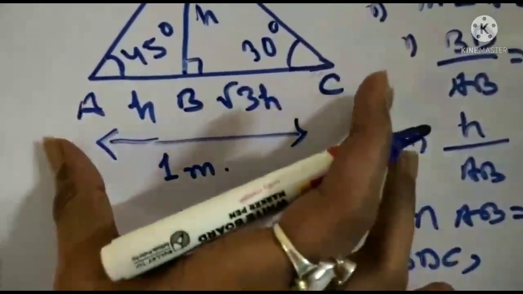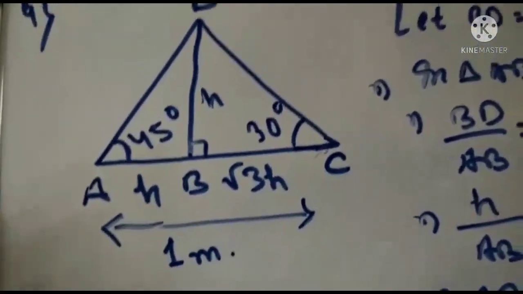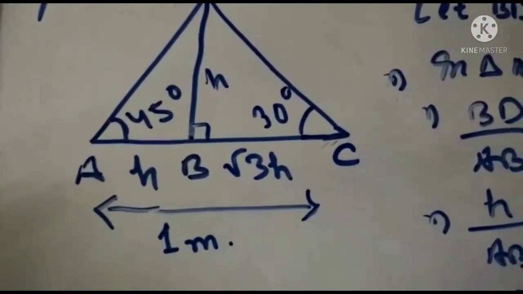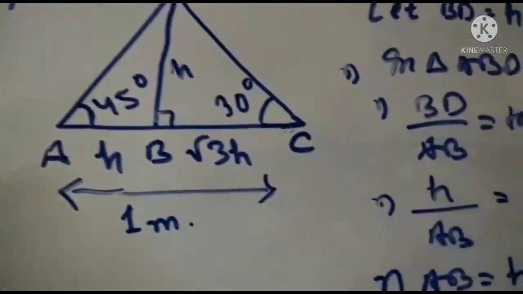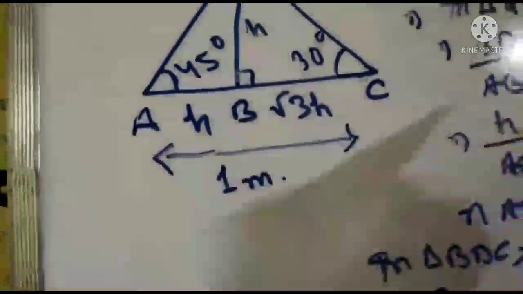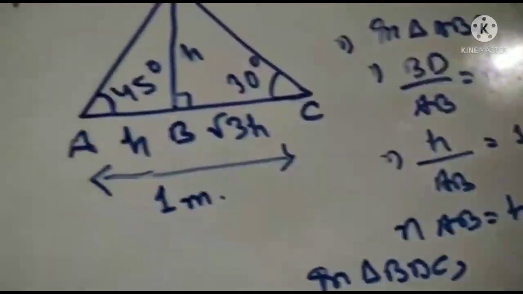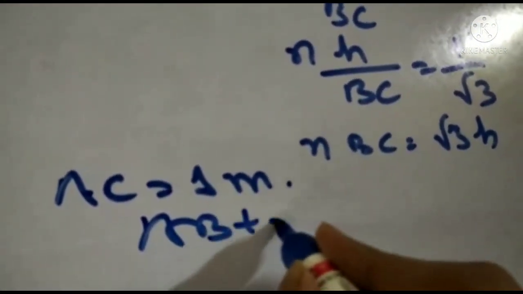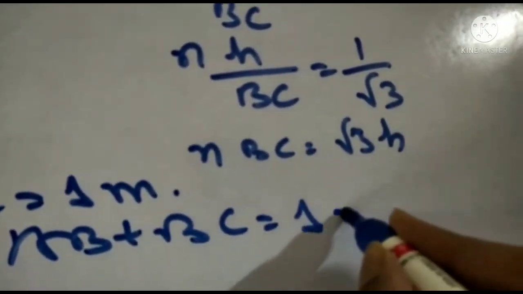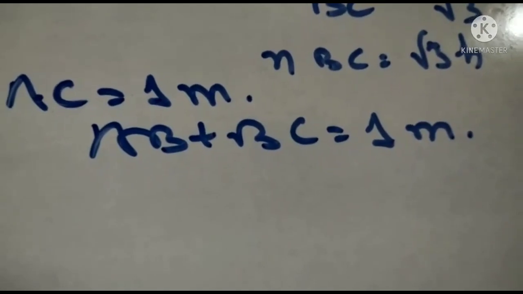Now from here, from this AC we have to make an equation in such a way that we can find the value of H. Then only we have found BD, the height. So now see how to make the equation. Here it is given AC is equal to 1 meter. So AC can be written as AB plus BC. So AB plus BC is equal to 1 meter.